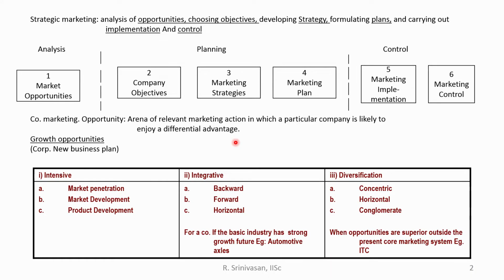Now, with this we look at how a company can look at growth opportunities. What are the methods by which it can increase the growth? There are 3 ways you can look at growth opportunities. One is intensive growth, second is integrative growth, third is diversification. So, growth opportunities can be intensive growth opportunities, integrative growth opportunities, or diversification.